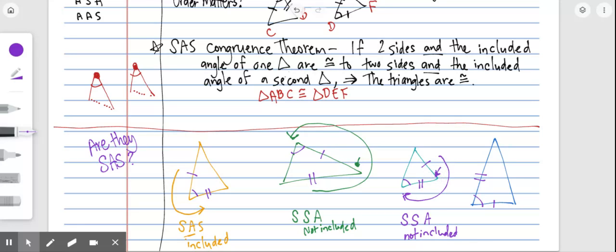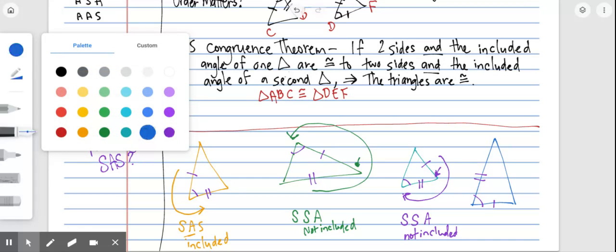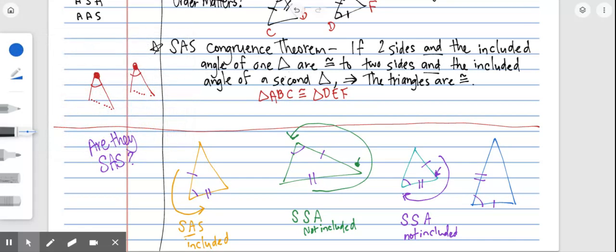Okay, and then last but not least, this one. And again, I can just start on one side. And this one has a side and then an angle and then a side. This one is included. Okay, and again, the difference between included and not included is that these angles are directly between the sides. Directly between the sides. There's no space between them. There's no gap between them. It is the only angle between those two sides.